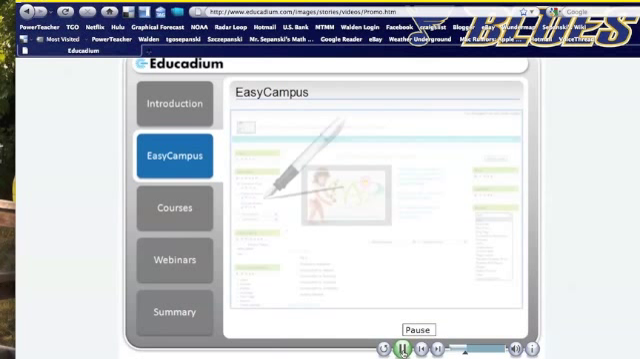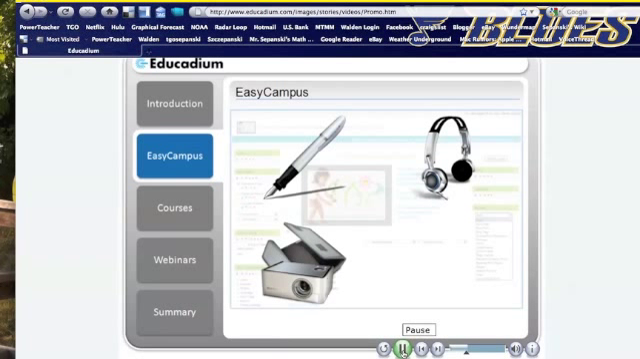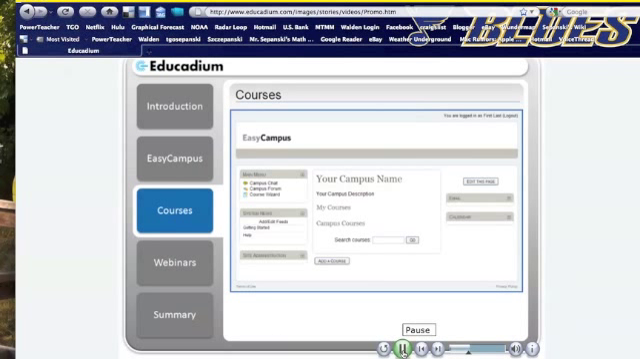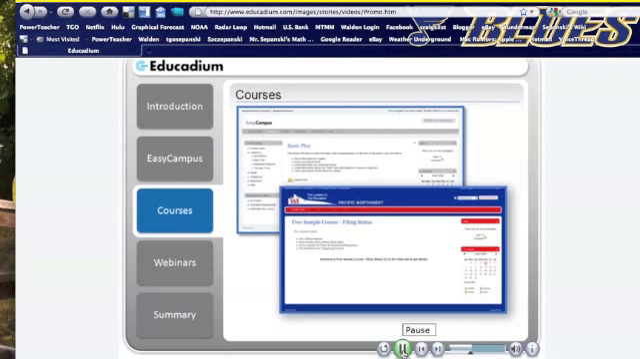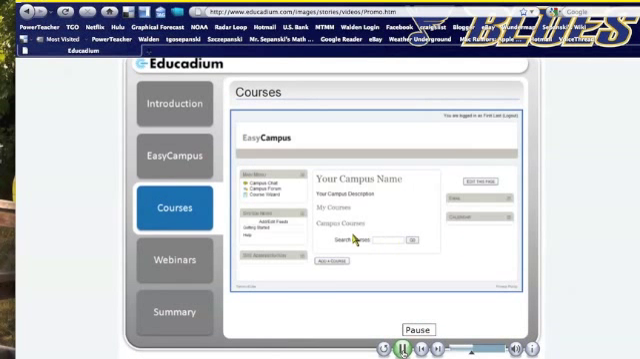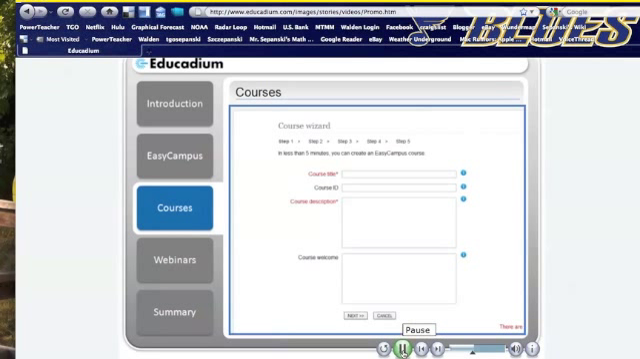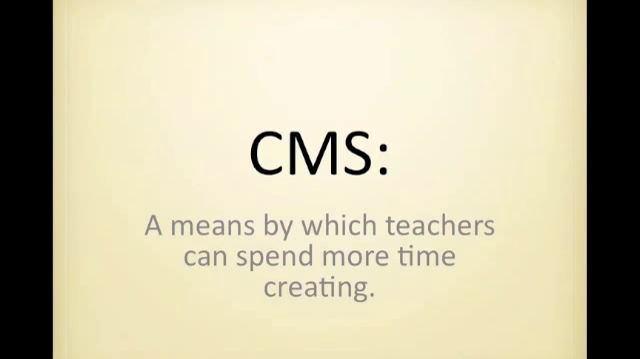Customize your campus with text, audio, video, RSS feeds, and more. Inside this powerful platform, you can create different kinds of courses, instructor-led, self-paced, or live webinars. And there's a course wizard to help you get started. CMS is a resource for teachers, and it enables us to spend a greater deal of time creating things rather than creating the infrastructure by which to present those items to our kids.